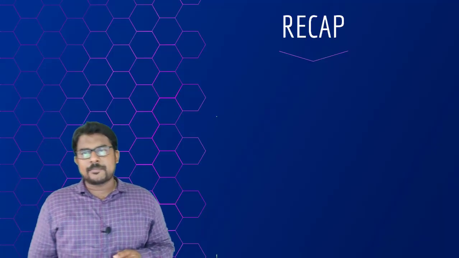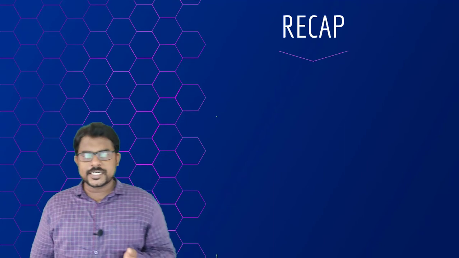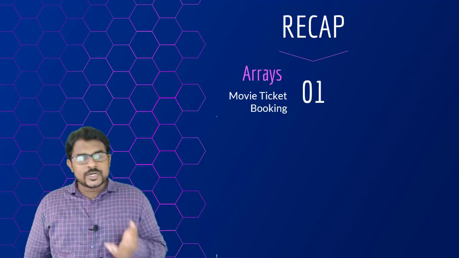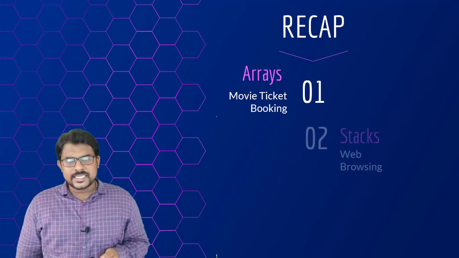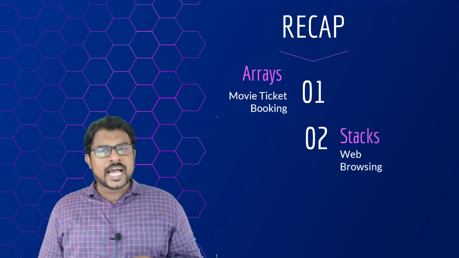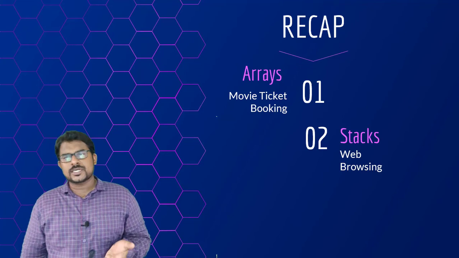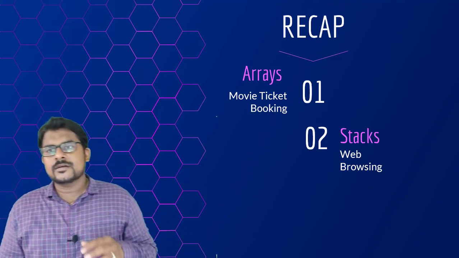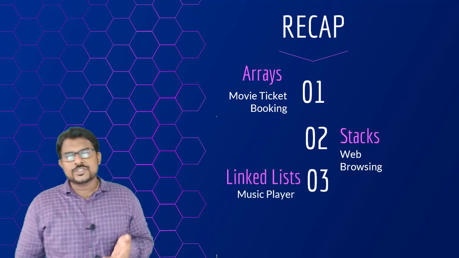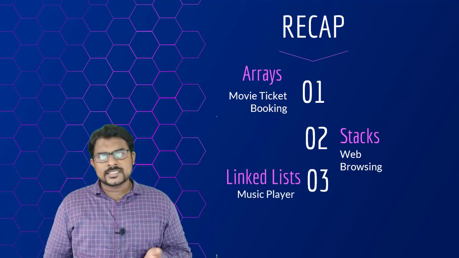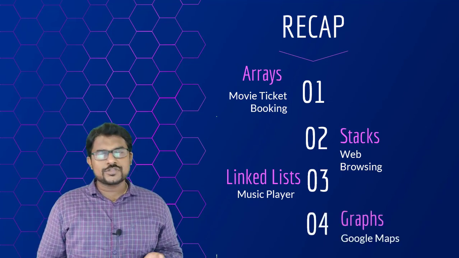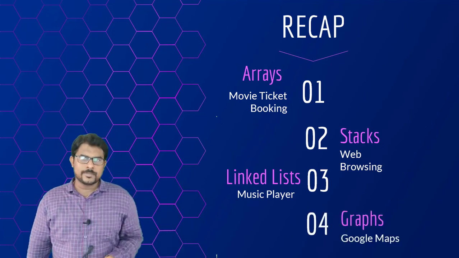Let us do a quick recap of what we have learned today. We have gone through many applications of data structures. That includes arrays, which are used for booking tickets online. The next data structure we have seen is the stack, which is used in browsers for storing the previous pages. The linked list is used for shuffling songs and accessing the previous and next songs. And the graph data structure is used for navigating through Google Maps.